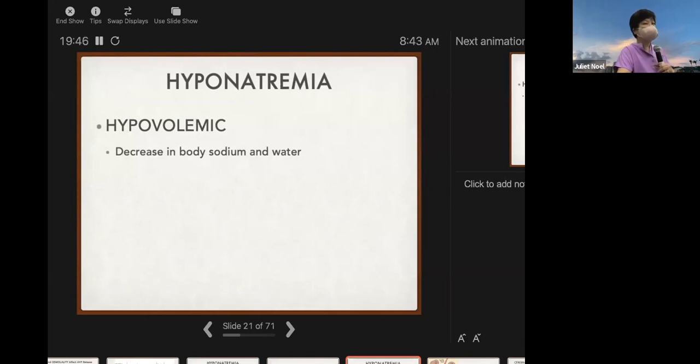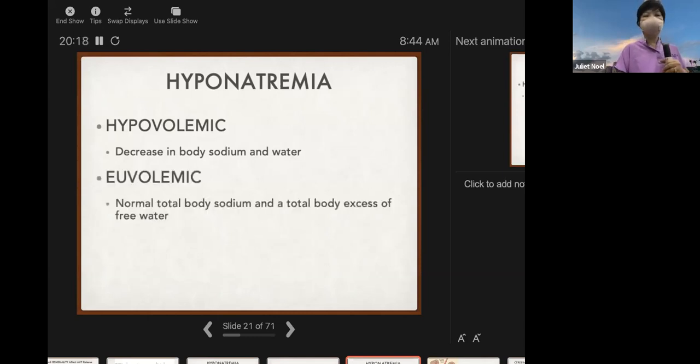So hypovolemic hyponatremia, this is the one where it is true that the body sodium is low. But at the same time, the water also is low. But the body sodium is lower than the loss of water. Okay, so that's why you still have hyponatremia. Because if you have more water loss without sodium, what you would come out with will be a hypernatremia.